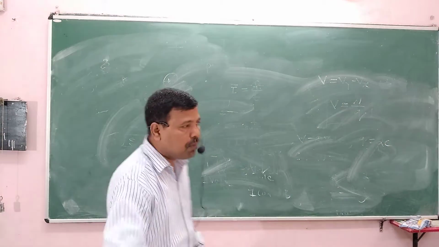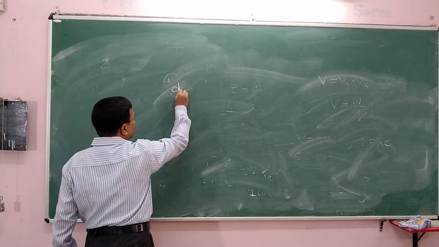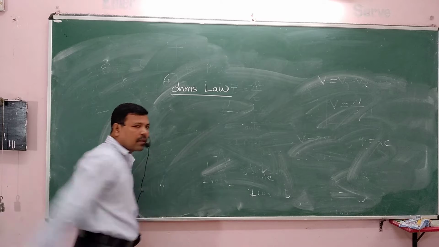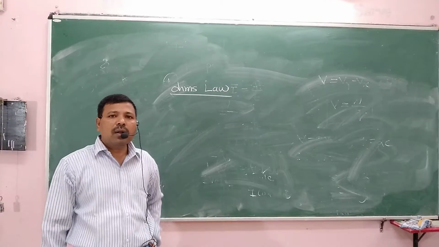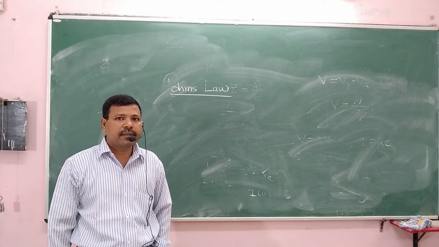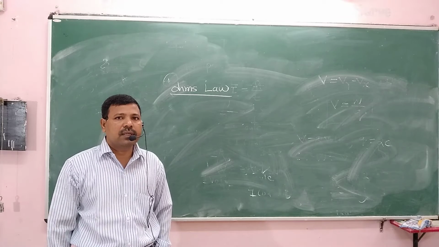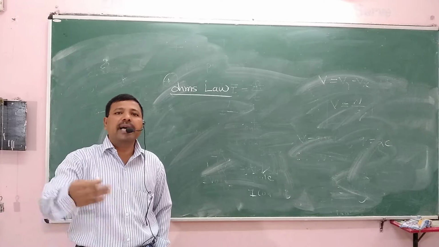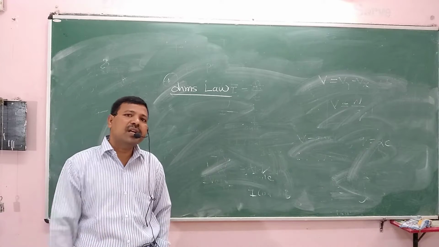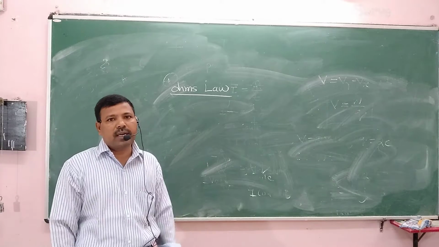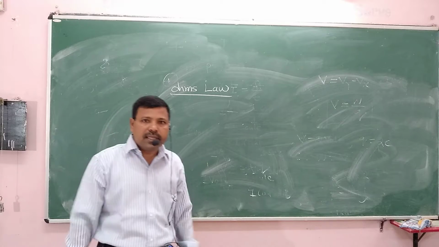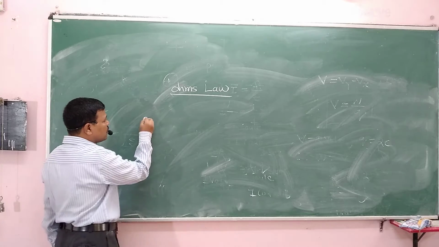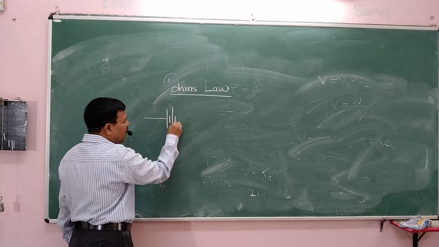Ohm's law is very important. Ohm's law states that the amount of electricity flowing through a conductor is directly proportional to the potential difference applied across the conductor. Let us consider a circuit here, which is popularly known as Ohm's law circuit, which contains a battery.